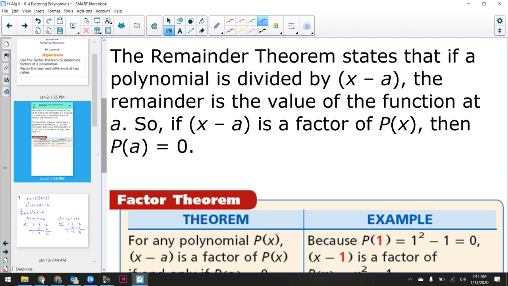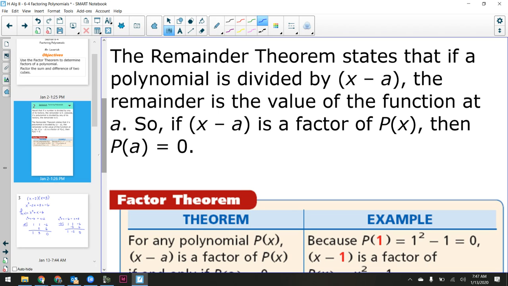P of a must be 0. This basically says that the remainder must be 0. The remainder must be 0. If it's not 0, then either you did something wrong or it's not a factor. Okay? So this is going to be interesting here.